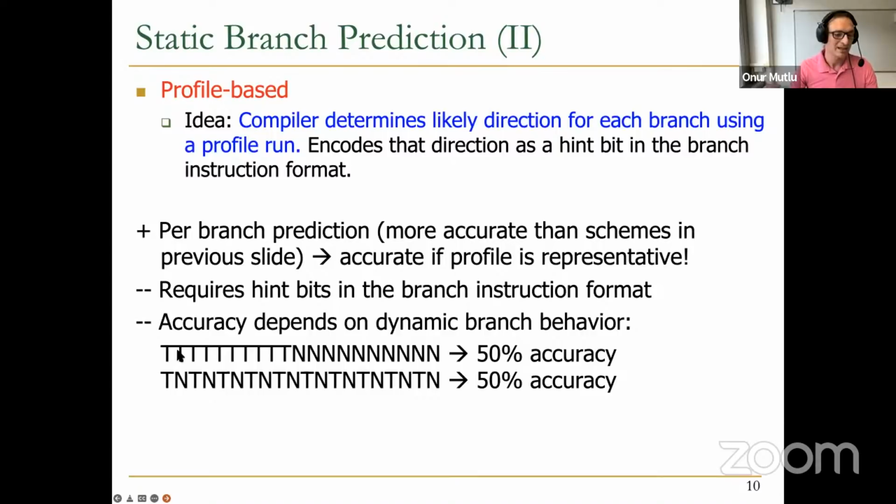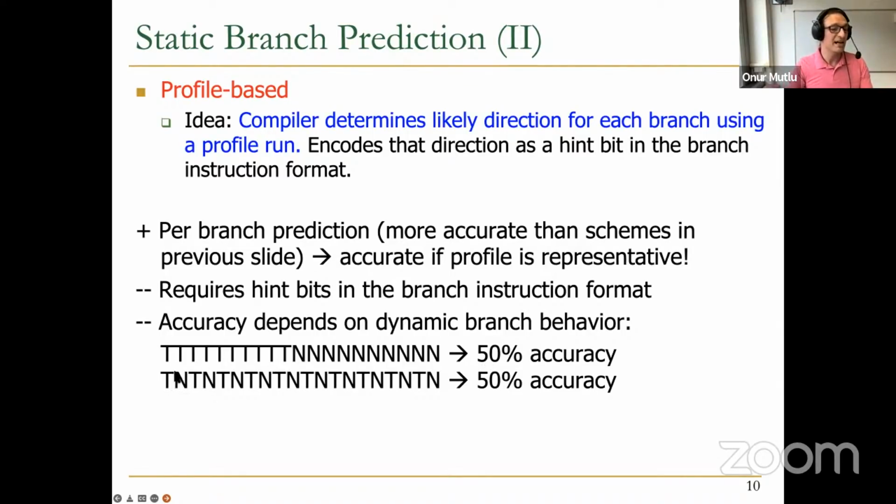For example, if you look at these two branches, these are two execution timelines that I show over here. Let me explain this a little bit. Basically, I show you 20 instances of one branch. T means taken. The first 10 instances are taken. The next 10 instances are not taken. Because the compiler can encode only one bit, saying this branch is likely taken or likely not taken, it will encode either taken or not taken for this one. And regardless of what it encodes, it will get 50% accuracy.